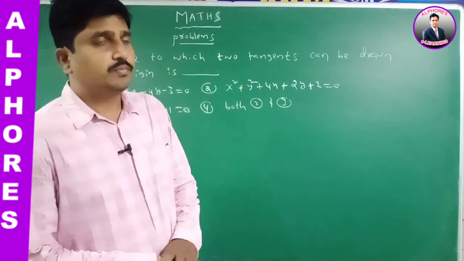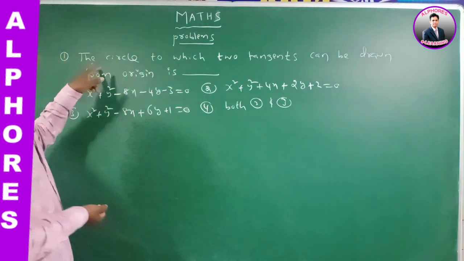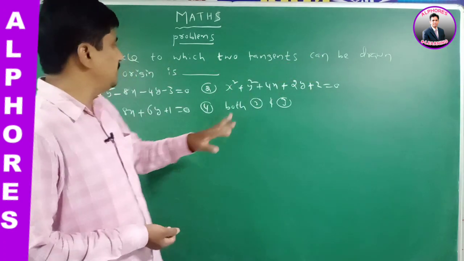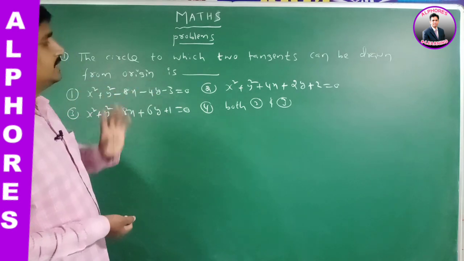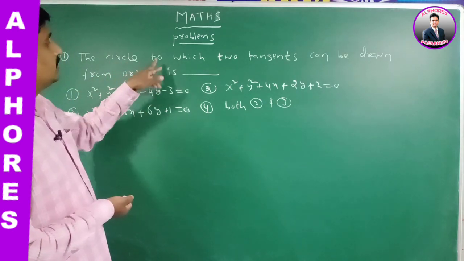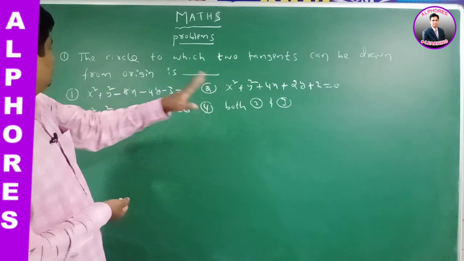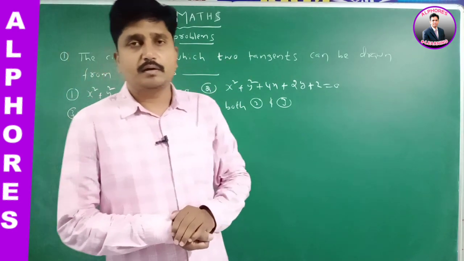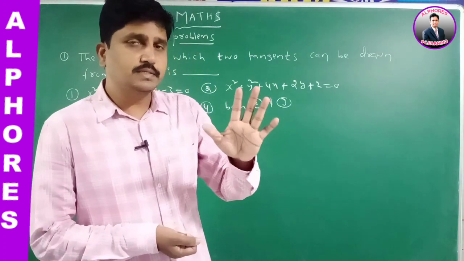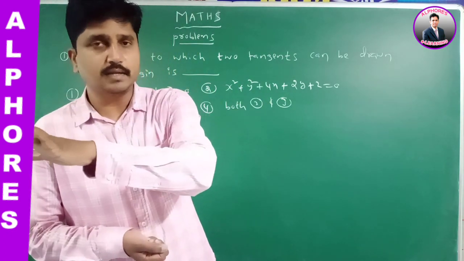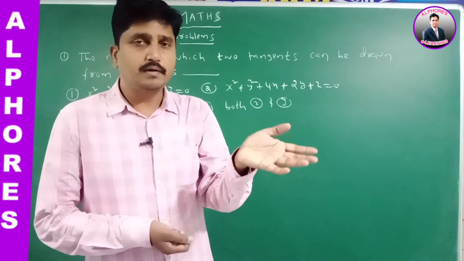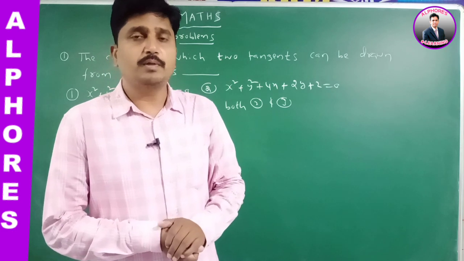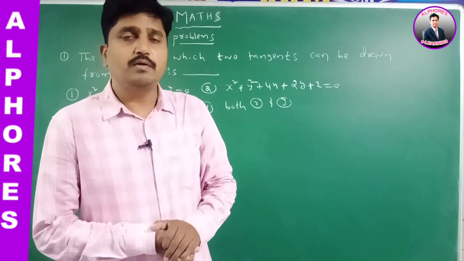Now problems. The circle to which two tangents can be drawn from origin is. Here we know that two tangents can be drawn to the circle from a point if S11 is positive. The power of the point is positive. S11 value is positive.